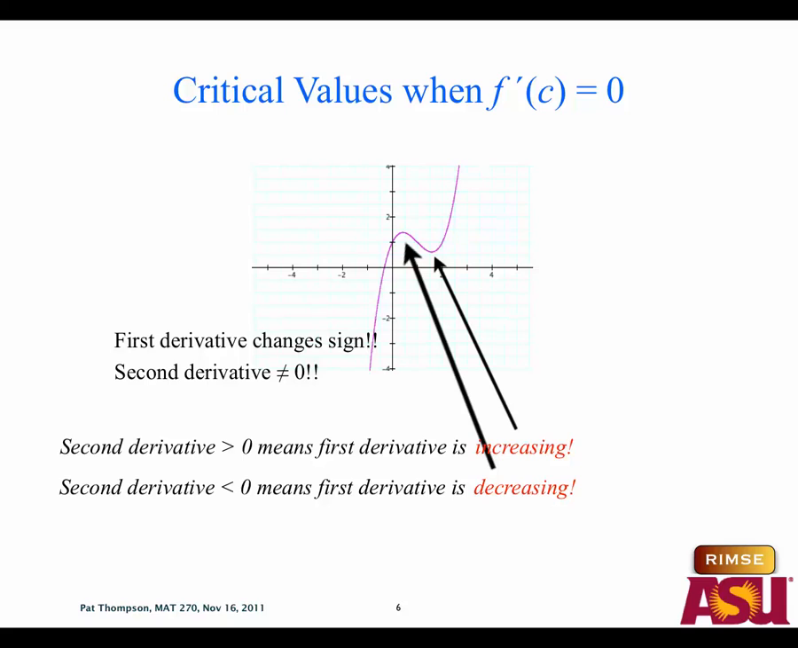Okay, so the moral of the story is just having the first derivative equal to 0 does not guarantee a local max or local min. You need something else. Either you need to look at the first derivative on either side and see that it changes sign, or you need to look at the second derivative and see that it's either positive or negative. And either of those things will confirm what exactly you have at that critical value.